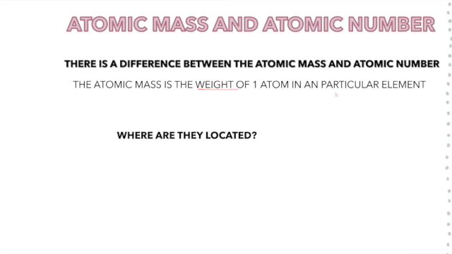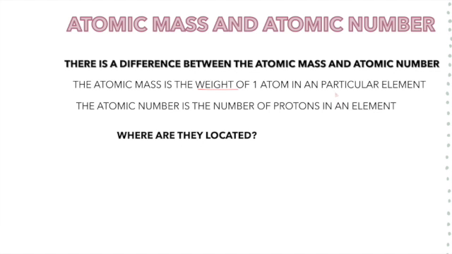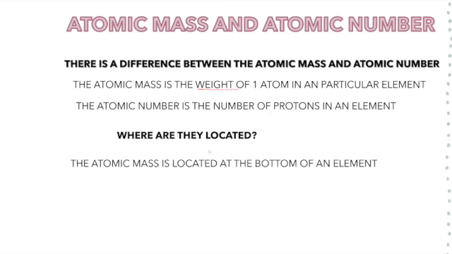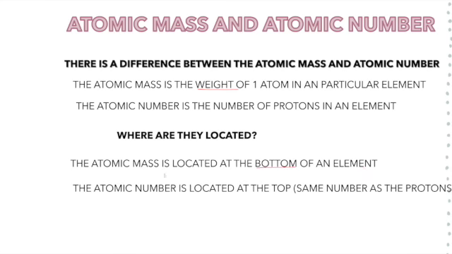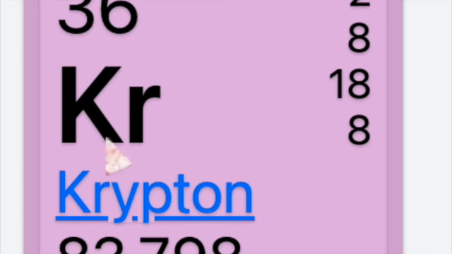Now, what is atomic number? Atomic number is the number of protons in an element, so the atomic number is the same as the number of protons. So where are they located? Atomic mass is located at the bottom of an element, which we'll do an example of later. And the atomic number located at the top is the same number as the proton, which we'll also do an example of later.